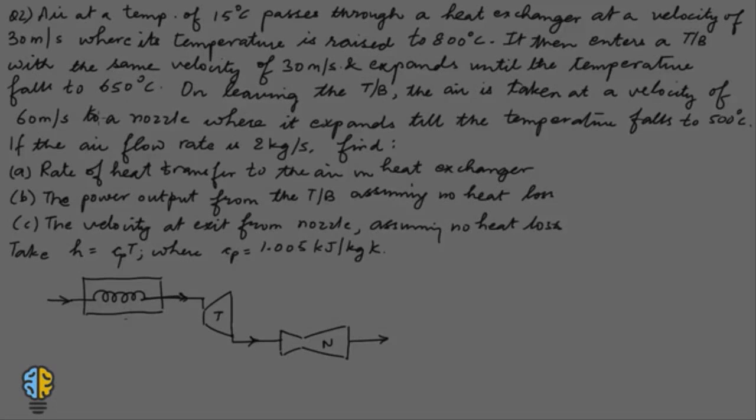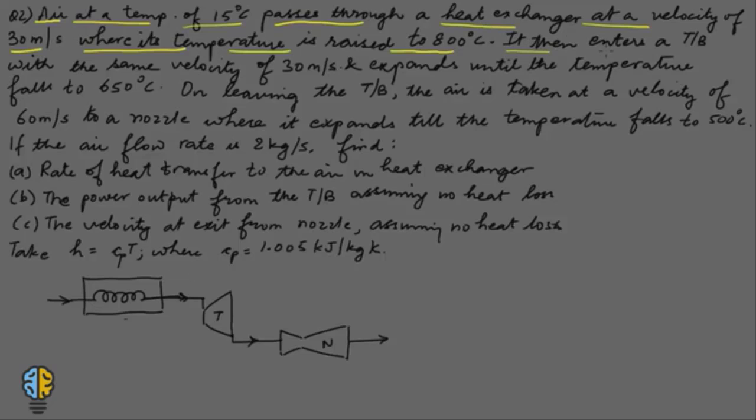Now let's talk about question number 2. Question number 2 says air at a temperature of 15 degrees Celsius passes through a heat exchanger at a velocity of 30 meters per second where its temperature is raised to 800 degrees Celsius. This means that you are putting in some heat in the heat exchanger.